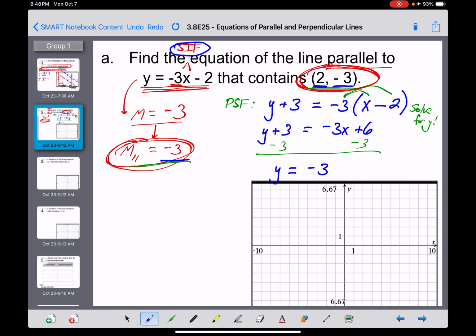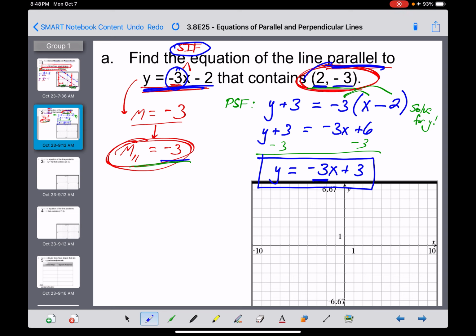Y equals -3x, and plus 6 minus 3 is going to be plus 3. Now I think that's the answer. But let's go back and check what it needed to do to find out if we're right. First of all, we needed a line that was parallel to this line right over here. Well, the slope of this line was -3, and the slope of our line is -3 as well. That tells me they're parallel.